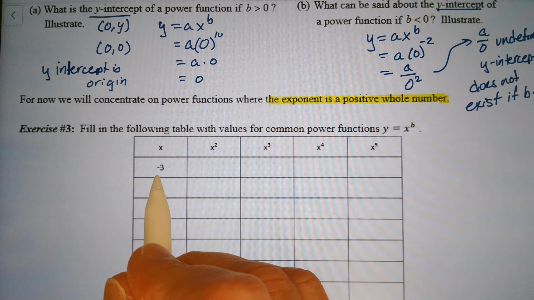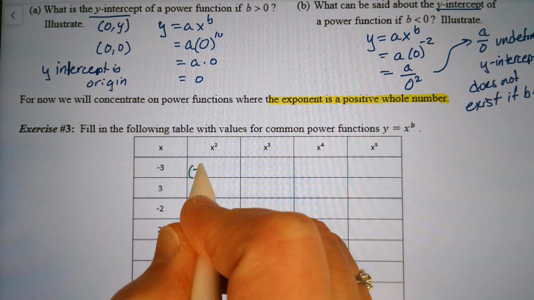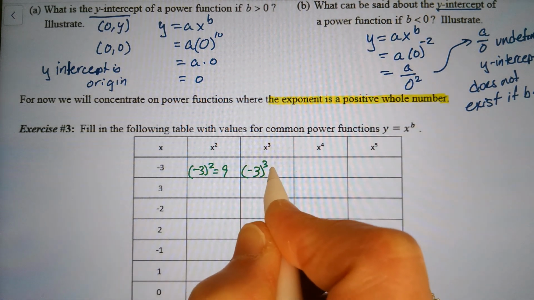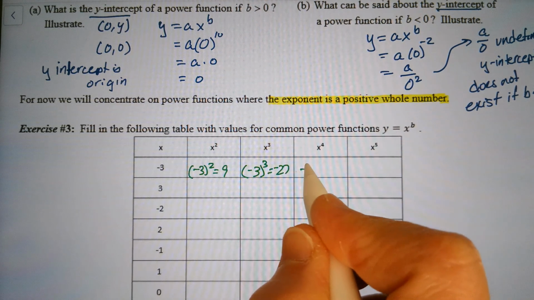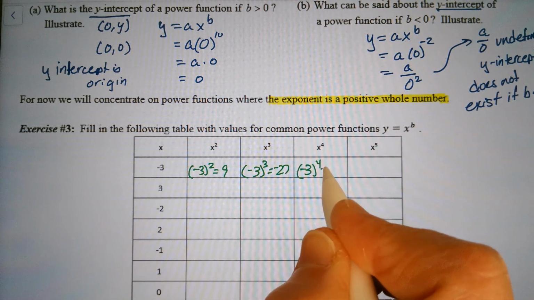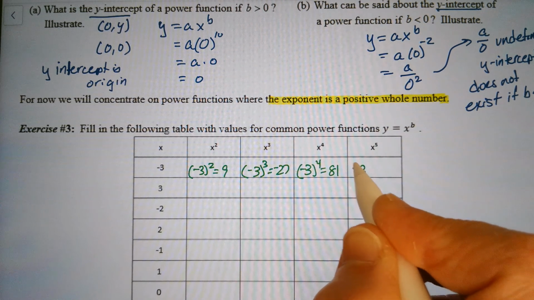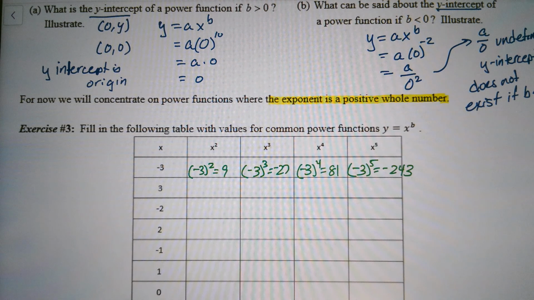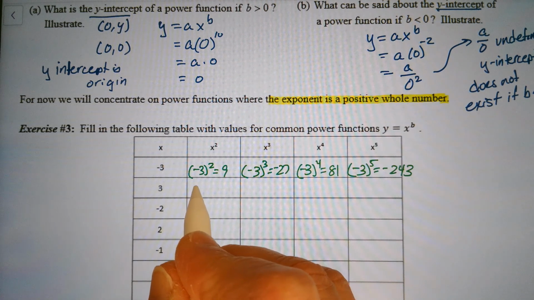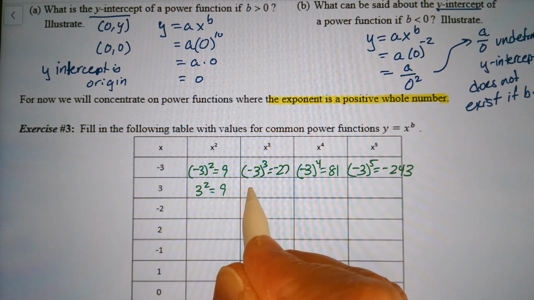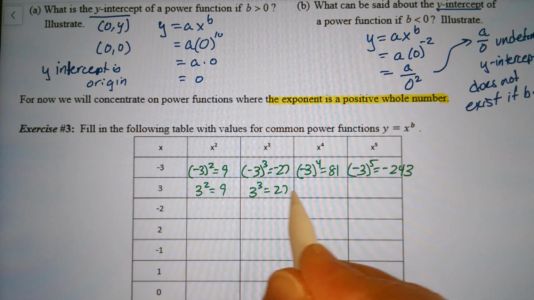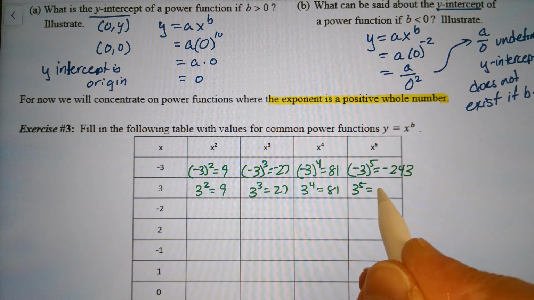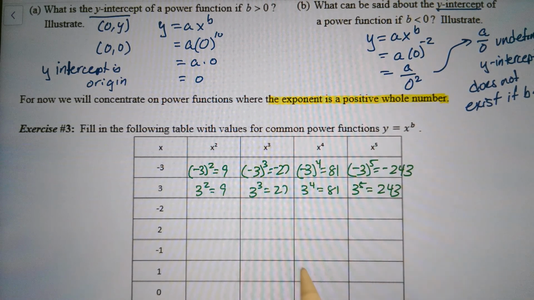So we have an x value of -3, so -3 squared is 9. -3 to the power of 3 is -27. -3 to the power of 4, positive 81. -3 to the power of 5, -243. Next, 3 squared, 9. 3 to the power of 3, 27. 3 to the 4th, 81. 3 to the 5th, 243.